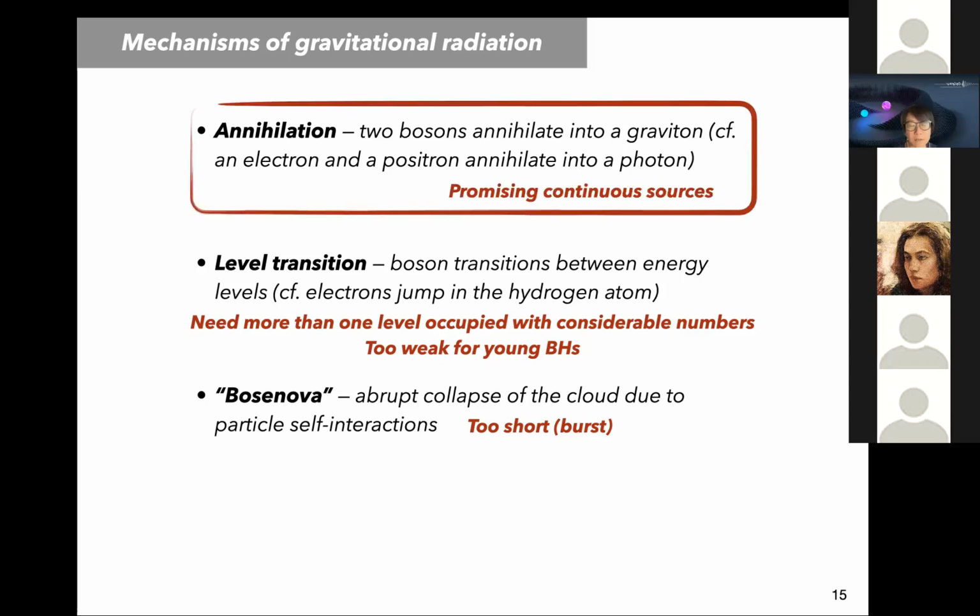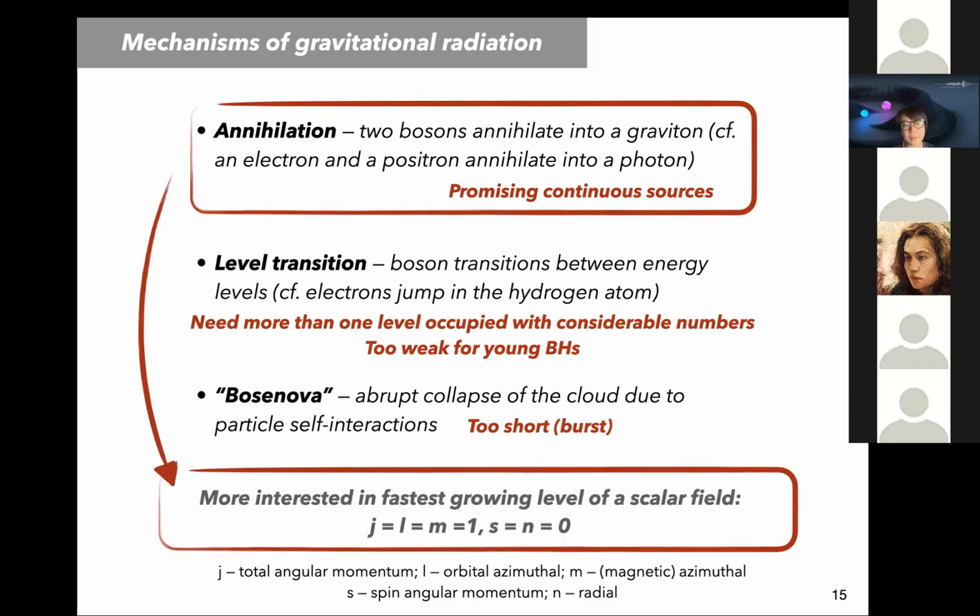Then the most interesting one is annihilation. Because of the extremely large number of particles in a single energy level, the emission is coherent and monochromatic, just like the continuous gravitational waves emitted from spinning neutron stars. It's very similar in signal morphology, and we are mainly interested in searching for these sources. From the search point of view, we are more interested in the fastest growing level and the dominant level of a scalar field, which forms the fastest and produces the strongest signal. The quantum numbers are listed here, and for the rest of the talk, I mainly focus on this mechanism and this scenario.